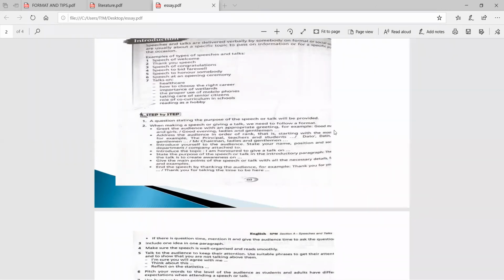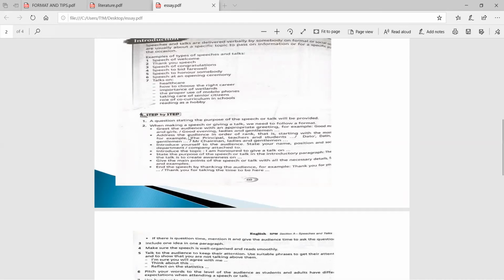So you have to greet the audience with an appropriate greeting. For example, good morning, good evening, ladies and gentlemen. Or if let's say your audience is your school teacher, your school friends, your classmates, you have to mention, good morning to the principal, teachers, and my beloved classmates or schoolmates. All right, so you have to mention your audience there. That's the most important.